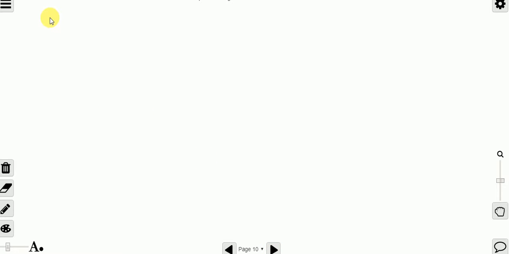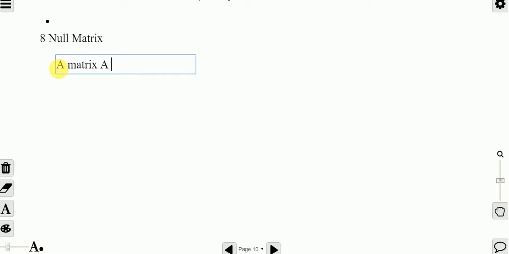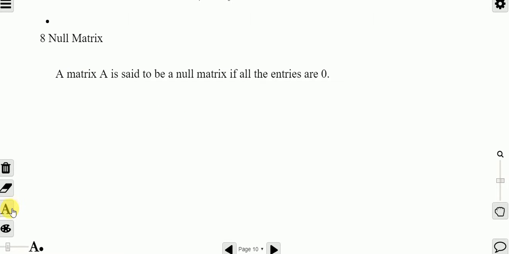Okay, let us just go to another type of matrix, which is the null matrix. Let's just read the 8th type, which is the null matrix. Okay, what is a null matrix? A matrix A is said to be a null matrix if all the entries are 0. Okay, if all the entries of the matrix are 0, then this matrix is known as a null matrix.